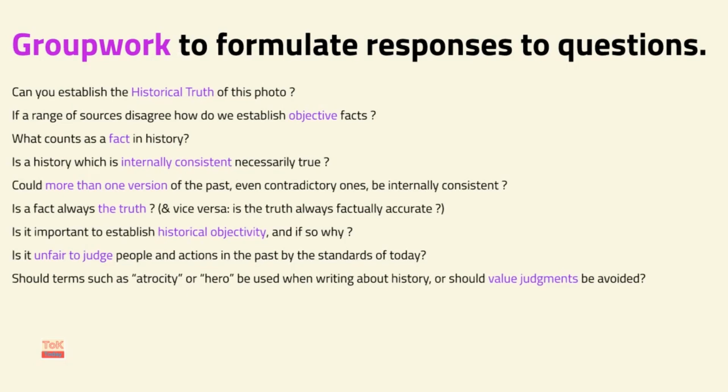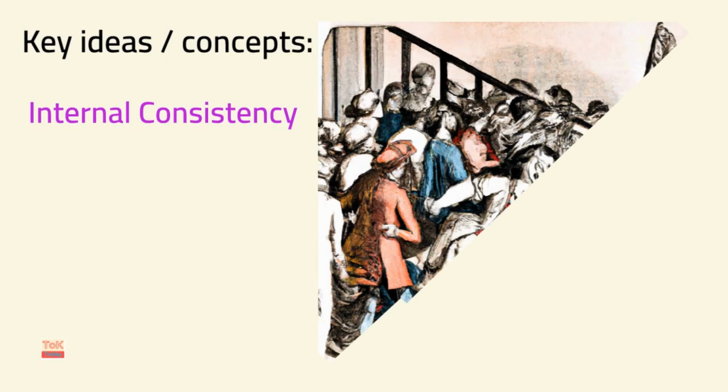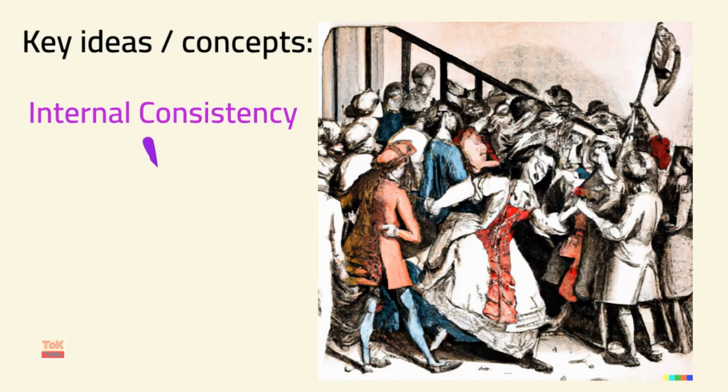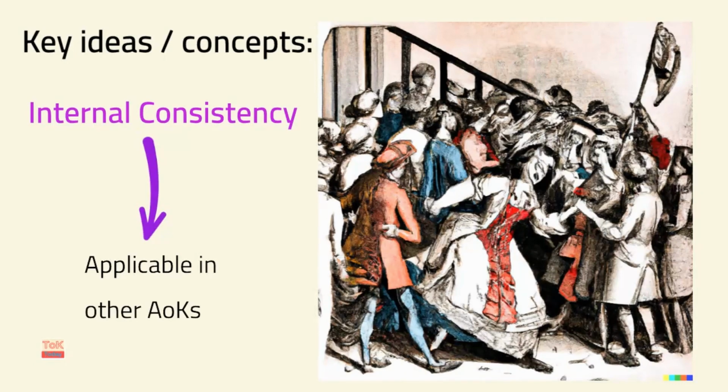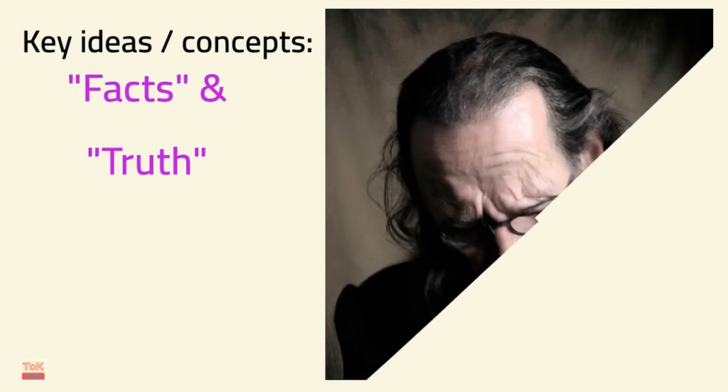Now, there are a few things here in these questions, some key ideas. I think this idea of internal consistency helps the students across the range of the areas of knowledge, particularly in human and natural sciences and maths. So if they can apply it in history, it will help them there. We are starting to deal with 2 thorny concepts here as well: the fact and truth. The idea of facts and the idea of truth.